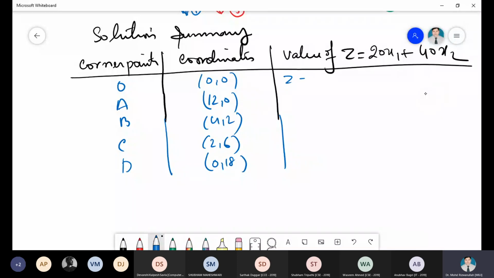So what is the value here? Z equal to 0, Z equal to 240, then Z equal to 160, then Z equal to 280, 20, 40 and 280. Z equal to 720, है ना. सही है.